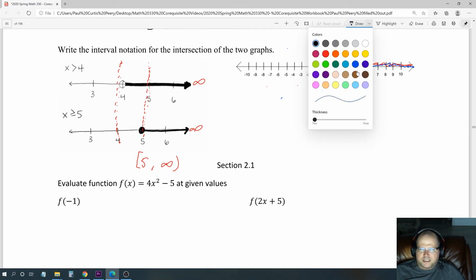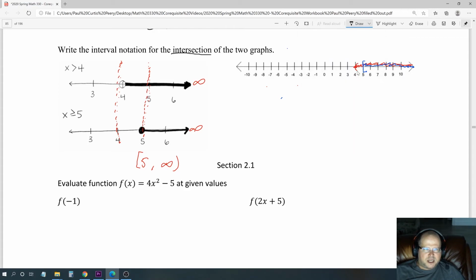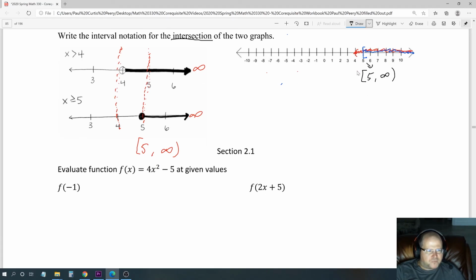Because we are dealing with intersection, we care about where they overlap. That means we just bring down the symbols from above: that's a 5, goes off to positive infinity, and it ends with the parenthesis. And that's it. So you can either do it from the two that I give you over here on the left, or you could graph both of them up on the same number line and come to the same exact conclusion. Let's try the next one.